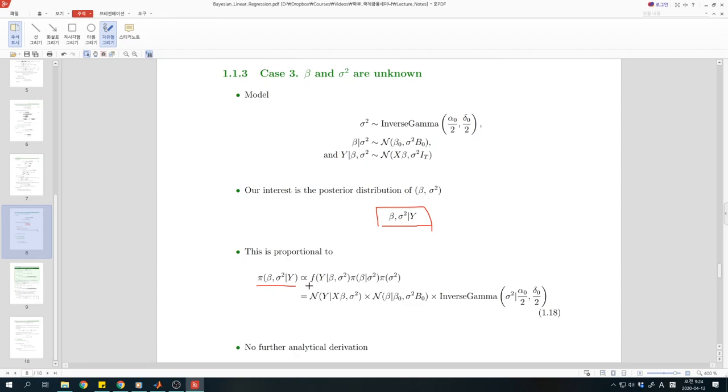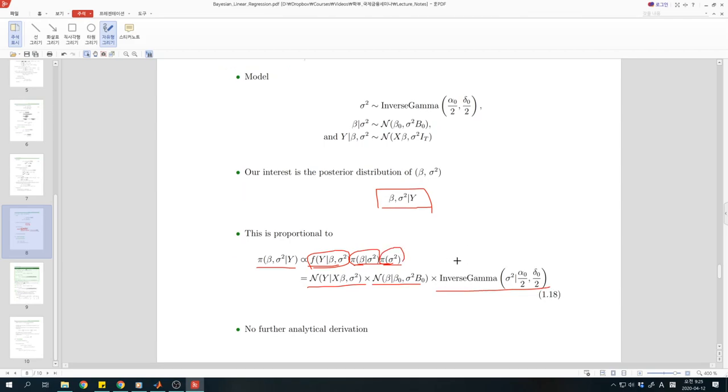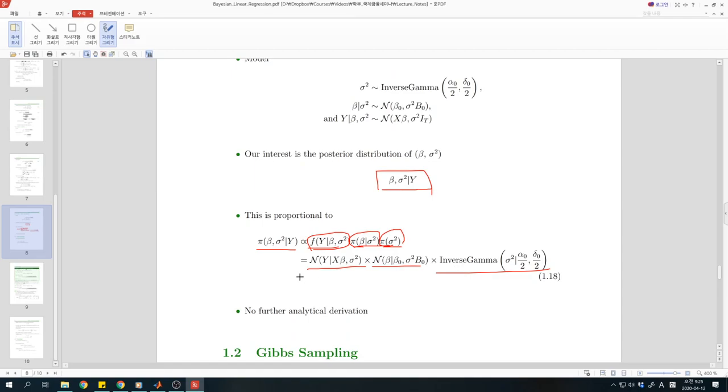And we know that this is proportional to the likelihood times the prior density of beta and the prior density of sigma square. The likelihood is a multivariate normal density, the prior density of beta is a normal density, and the prior density of sigma square is an inverse gamma density. Then, what do we have to do next? We have to arrange this equation with respect to what?